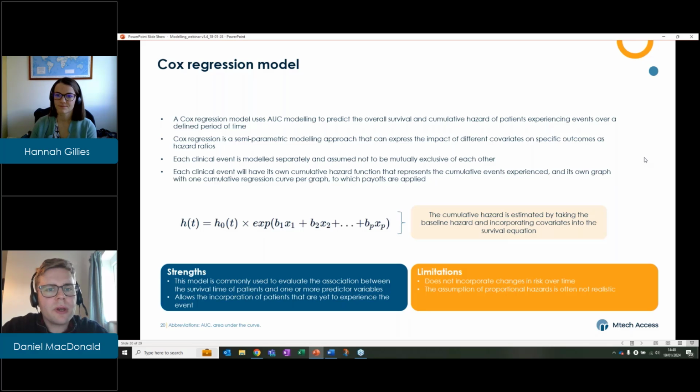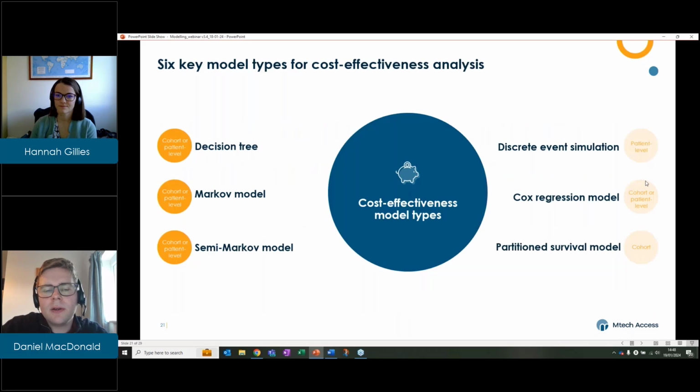The final approach we're going to be discussing is one that specifically looks at oncology modelling. It's very commonplace used there. It's the partitioned survival model, which Hannah's going to discuss further.